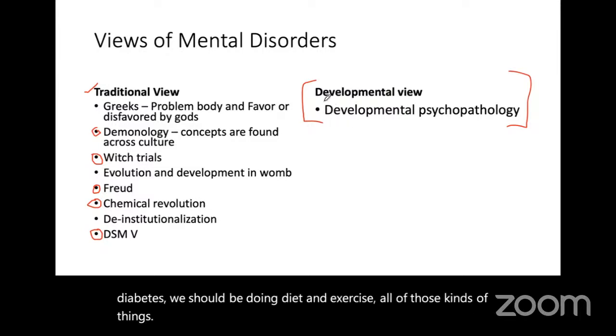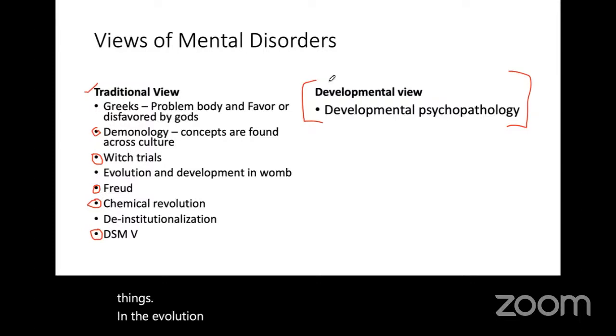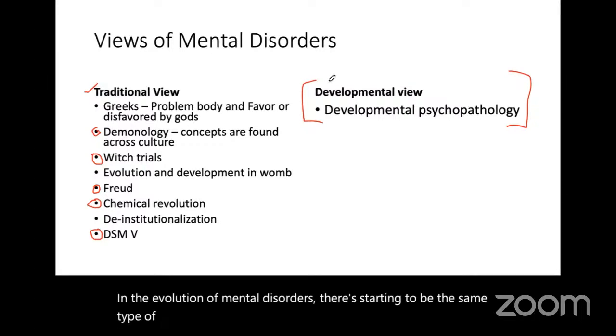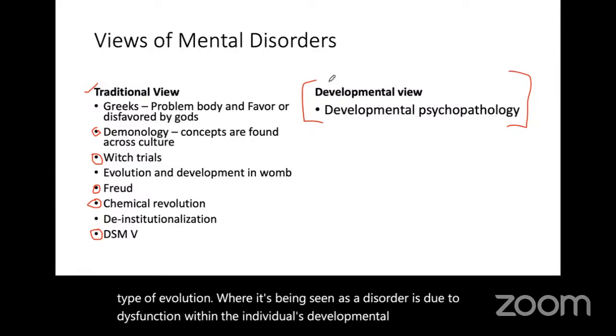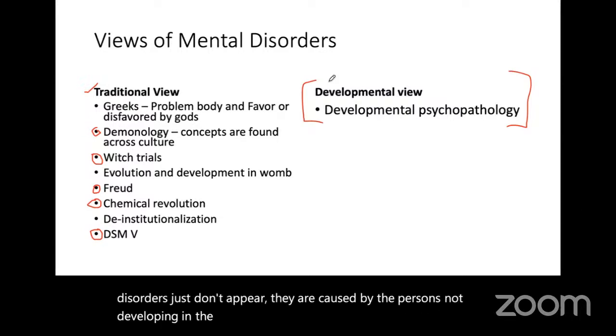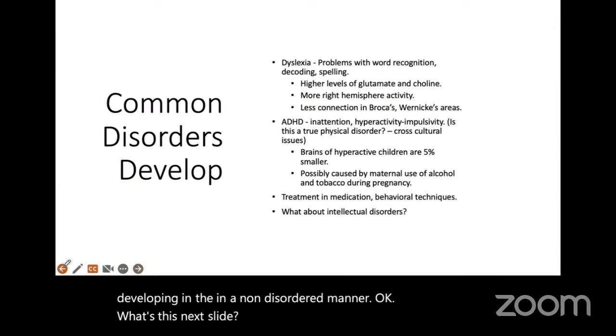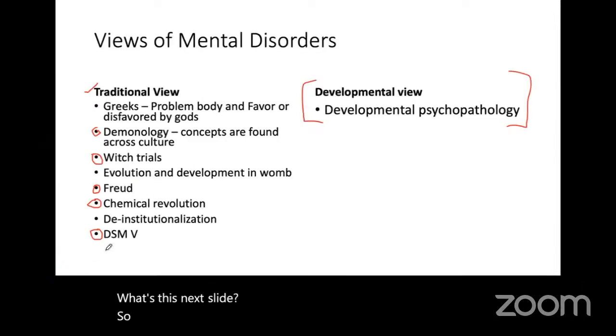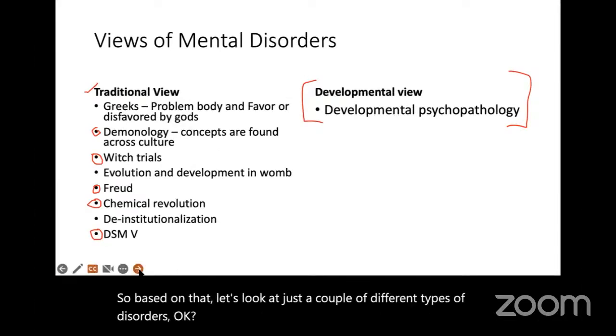While in the evolution of mental disorders, there's starting to be this same type of evolution, where a disorder is being seen as due to dysfunction within the individual's developmental trajectory. That disorders just don't appear. They are caused by the person not developing in a non-disordered manner. Okay. So based on that, let's look at just a couple different types of disorders, okay, that we see, especially in middle childhood.